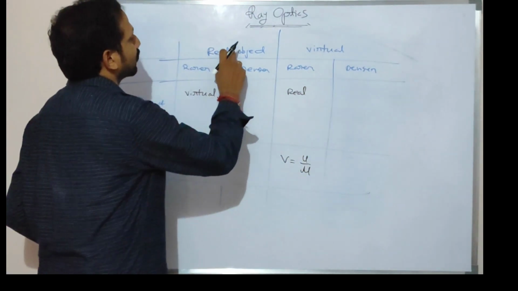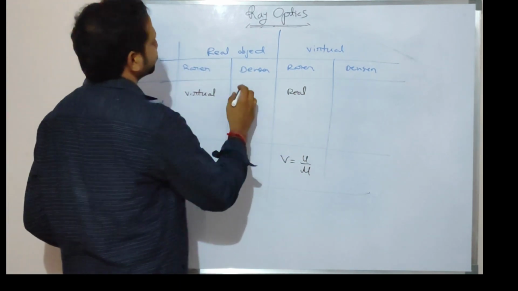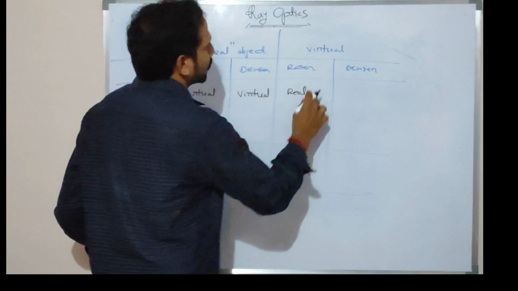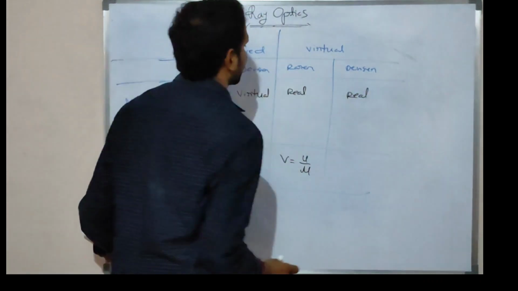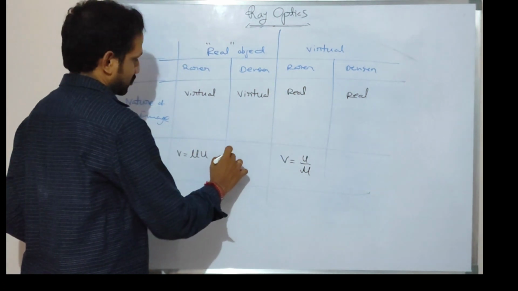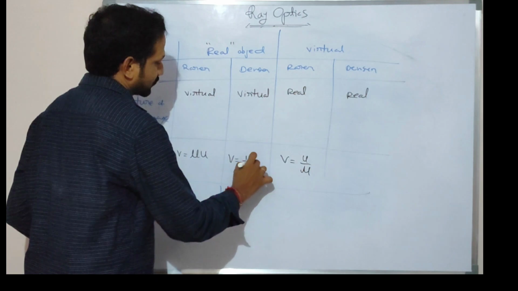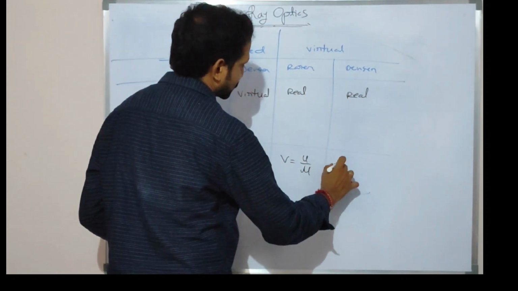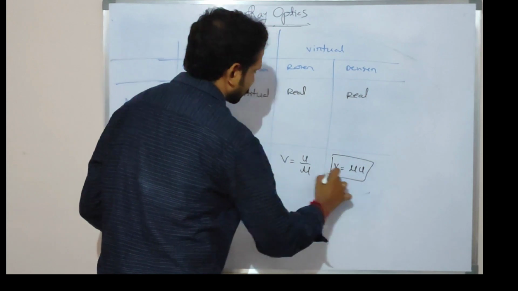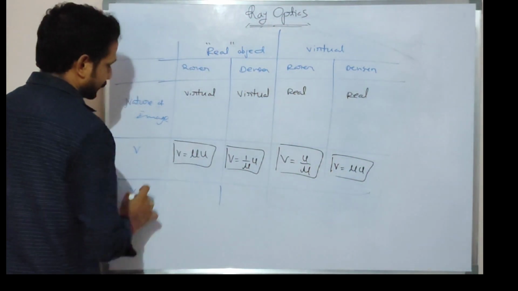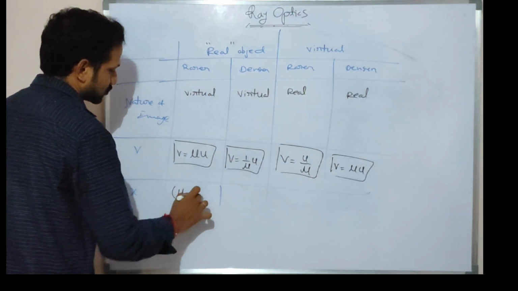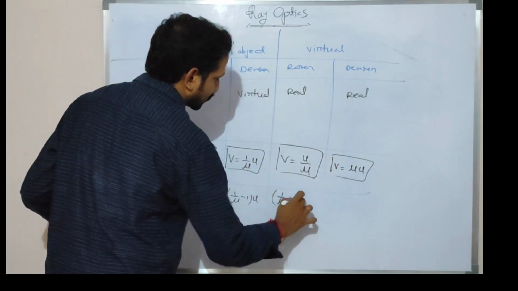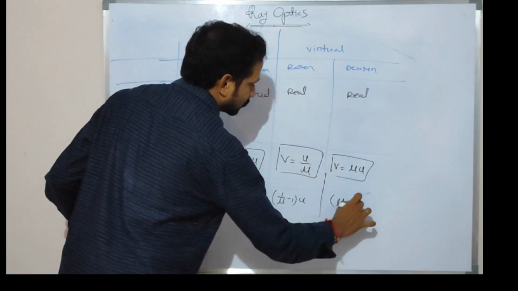So v equals u by mu. And now if a real object is in the denser medium, it is going to be a virtual image, and if a virtual object is there, then it is going to be a real image. In this case the image distance is going to be 1 by mu times the object distance. The proof will be similar to what I proved. And here the image distance equals mu into the object distance. The shift is very simple: shift equals (mu minus 1) into u, here (1 by mu minus 1) into u, here also (1 by mu minus 1) into u, and this will be (mu minus 1) into u.